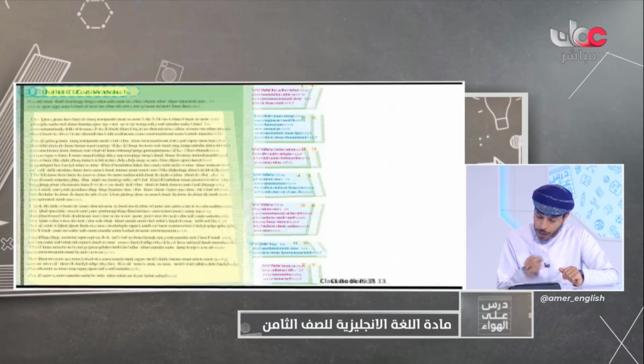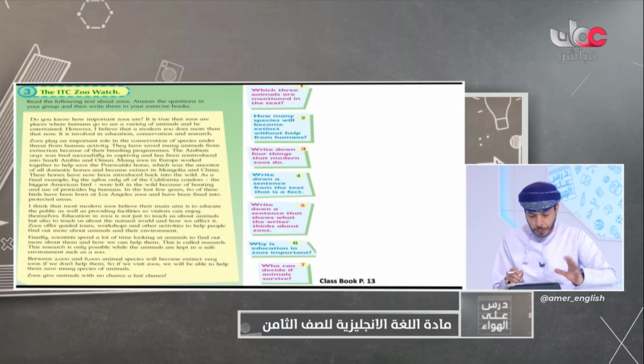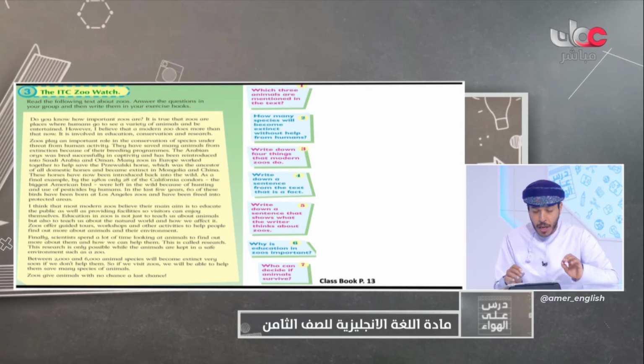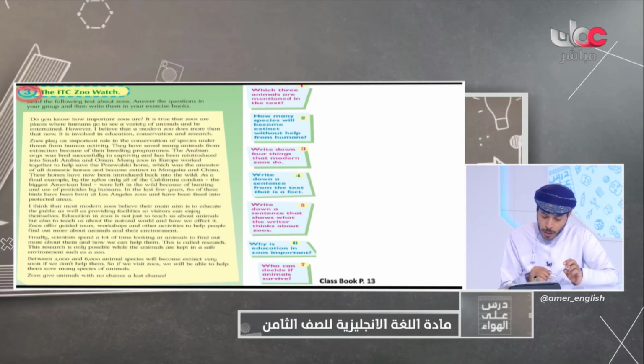Good. Let's move on to talk about, still we are in reading skills, and here you are going to read different interesting articles. So please pay attention to all of these and take notes and try to read these articles in your free time, and also to answer these questions that we have. So now move to activity number 3 in your class book, page 13, please. And here we have the ITC Zoo Watch.